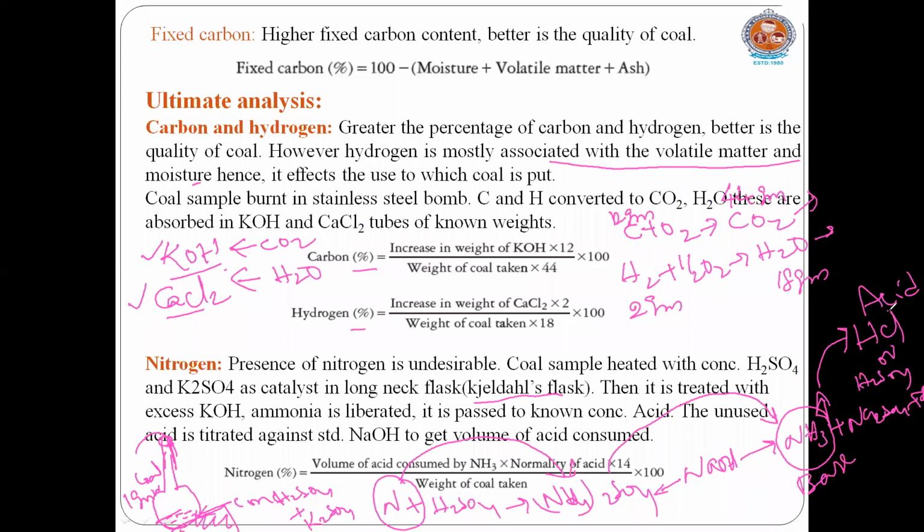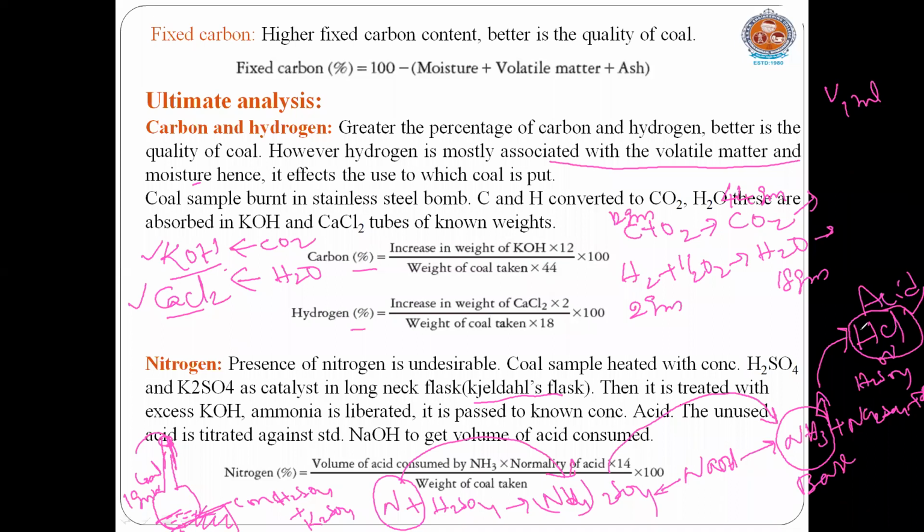First we check this acid with a known concentration of sodium hydroxide. We take the known concentration of sodium hydroxide in a burette and hydrochloric acid in a conical flask, and titrate it using a suitable indicator. We get some volume of sodium hydroxide, V1 ml, for this acid, right?